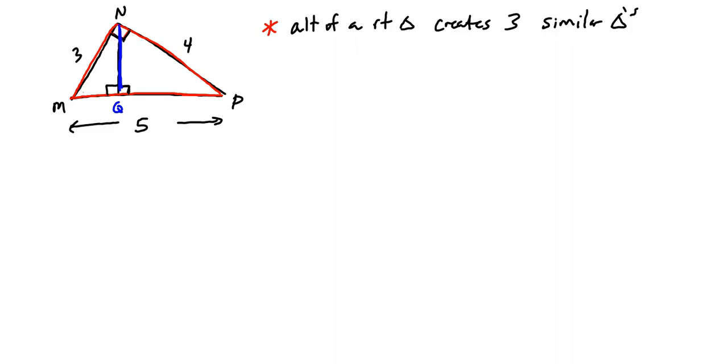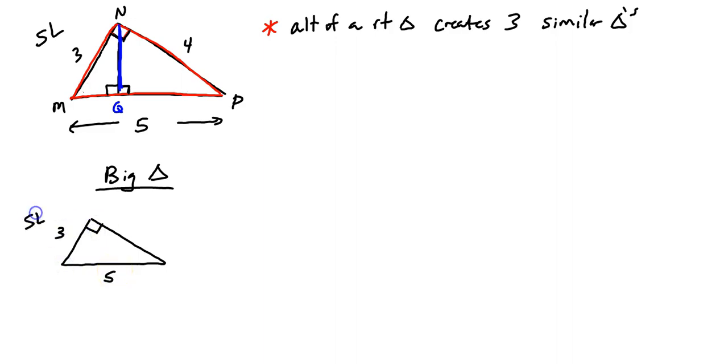I know that for the big triangle, I have a relationship between the smallest leg and the hypotenuse. The smallest leg, which I'm going to call SL, the short leg, is 3. Maybe I'll just draw it separate over here so it's a little easier to see. The short leg is 3, and the hypotenuse is 5. So I have that ratio.